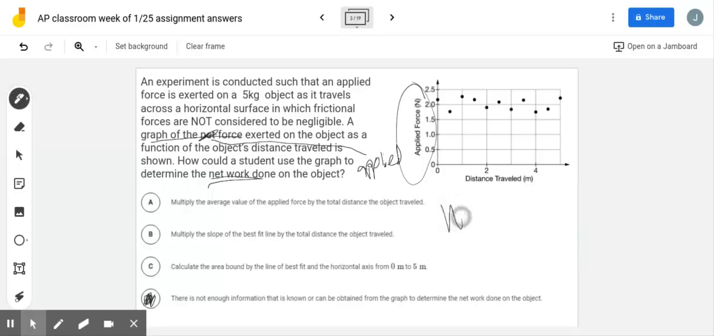The net work, W net, would be equal to W friction plus W, I'm going to put A for applied. And this graph up there would only give us work applied. It wouldn't give us work of friction. So that's why it's D. It's not enough information because this only gives us one of the forces and not all the forces.